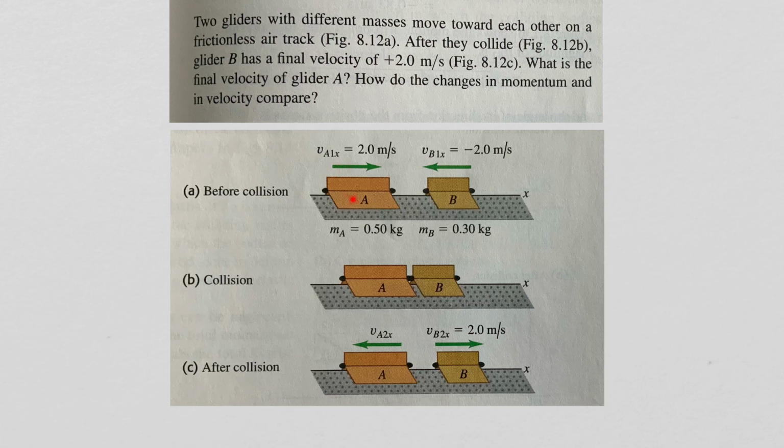So here are the two gliders. The initial velocity of glider A is 2 meters per second to the right in positive x direction. The initial velocity of glider B is negative 2 meters per second, that is in negative x direction. They collide. After collision, glider B is moving with 2 meters per second in positive x direction. What's the velocity of glider A after collision? The masses of the two gliders are 0.5 kilograms for glider A and 0.3 kilograms for glider B.